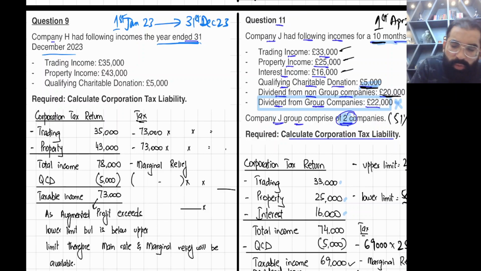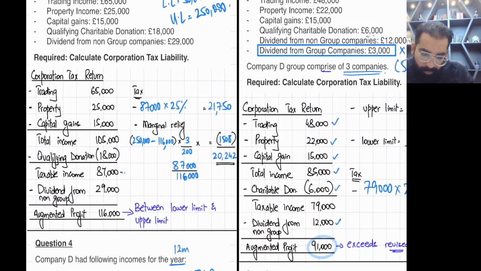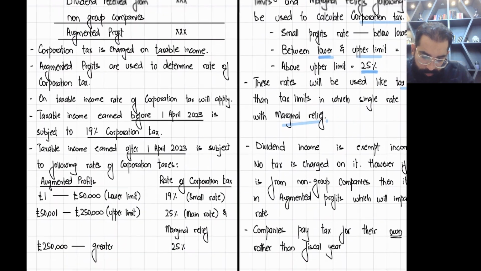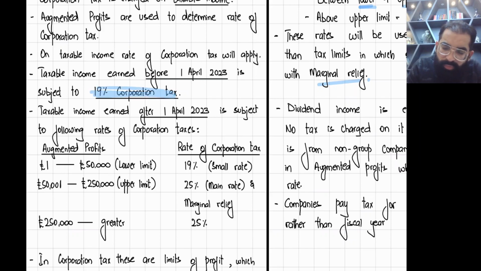Now be very careful. If you see this 12 months, there are 3 months lying before 1st April 2023. Before 1st April 2023, rates were different. Let me show you the rates and then I'll give you some more lecture on it. See the screen. Before 1st April 2023, there were no lower or upper limits, nothing. Only 19% tax. But after 1st April 2023, all these things are there.